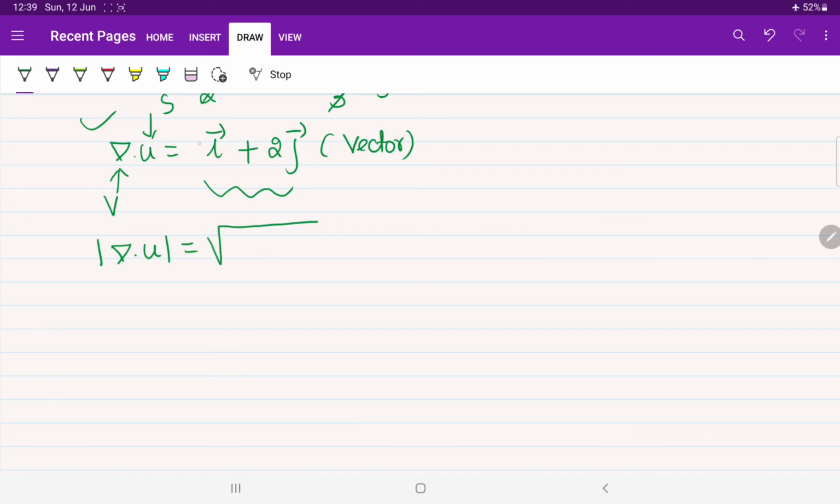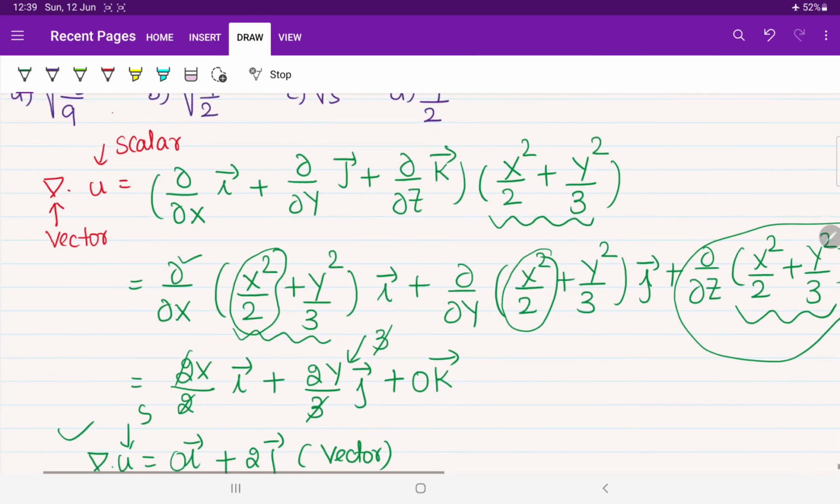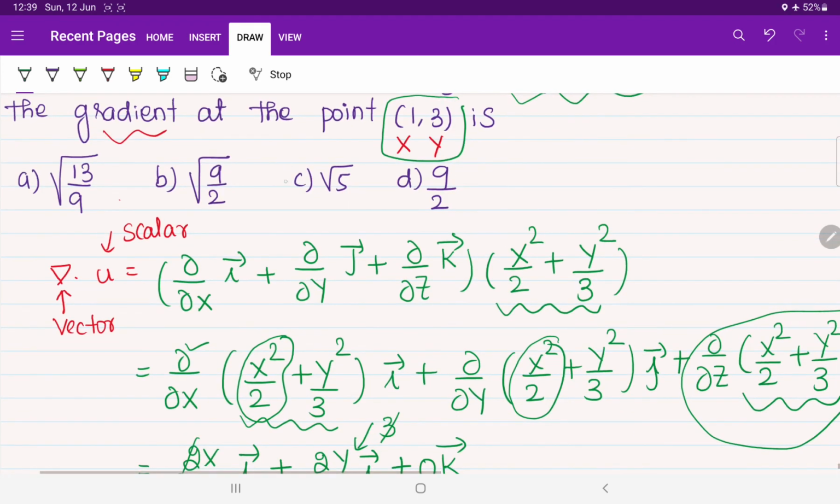Mod means we have to collect the coefficients of the vector field. The coefficient of i is 1, so take square. The coefficient of j is 2, take square, such that it becomes square root of 1 square plus 2 square, which equals square root of 1 plus 4, so the correct answer is square root of 5. This is the magnitude of the given gradient field. So the correct answer is option C.